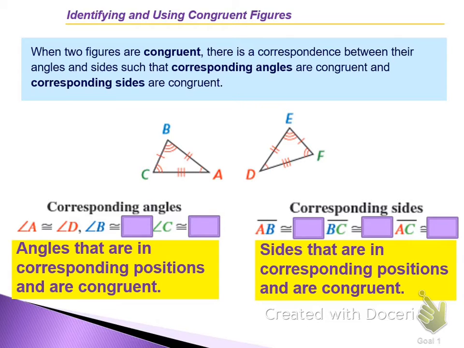So you should have angle A is congruent to angle D. You don't have to write what's in yellow down there. We're just listing congruent angles. So angle A is congruent to angle D. Angle B has 3 arcs. It is congruent to angle E. And then angle C has 2 arcs. It is congruent to angle F.